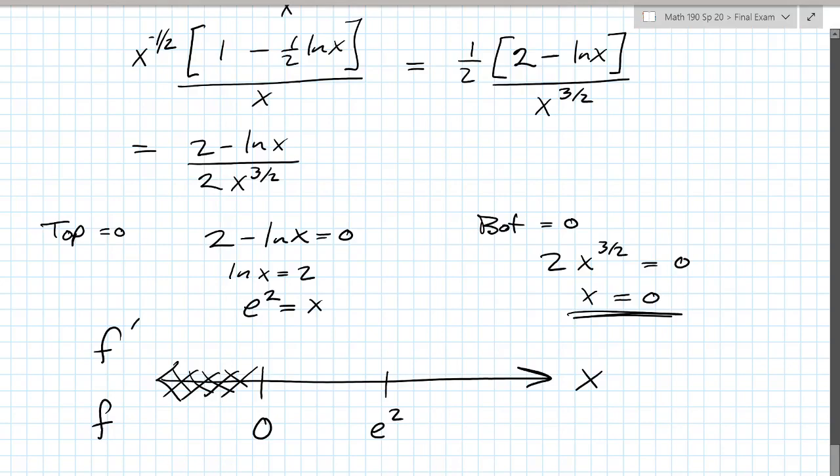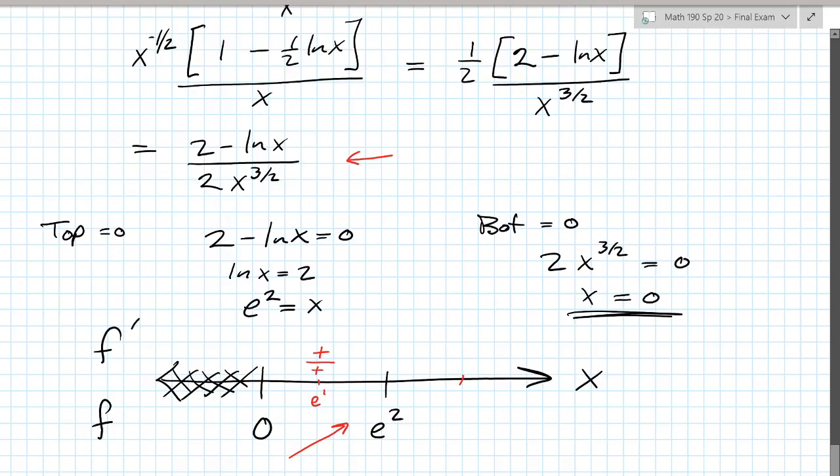I'm going to pick a value here in between 0 and e to the second. How about e to the first? Using e to the first on the most simplified form, that is this form here, I will see that the ln of e to the first is 1. 2 minus 1 is a positive number. And then when we put e to the first in for x in the denominator, we also have a positive number. So the function is increasing from 0 to e squared.